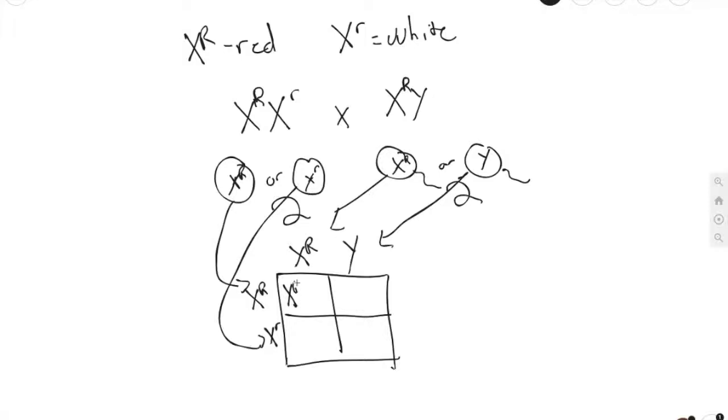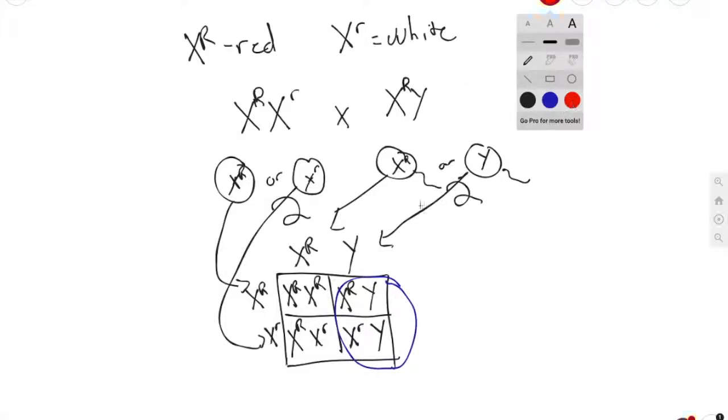So X big R from the left, X big R from the top, and I'm going to draw X big R from the top first, and then X little r from the left. Whenever you have a capital and a lowercase, you just write the capital letter first. It doesn't matter which side it came from. And then for the other half, we're going to do X big R from the left and Y from the top, and then X little r from the left, and then Y from the top. So my males are over here on the right, and the females are over here on the left.